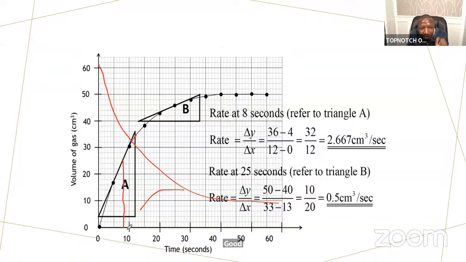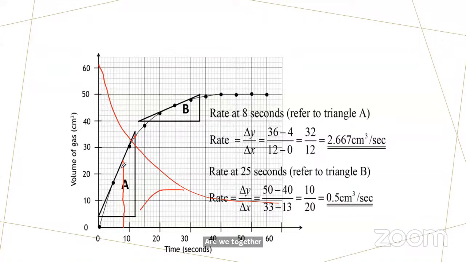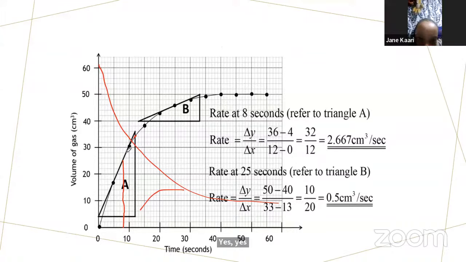But the fact is, the most important thing is that it may touch the curve at different points, but that 8 seconds must be one of them. Are we together? Yes. I'm still confused. I'm getting confused. It's about drawing these tangents. Can you please be a bit clearer? Because I'm not yet getting it.